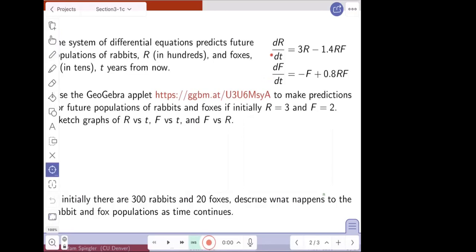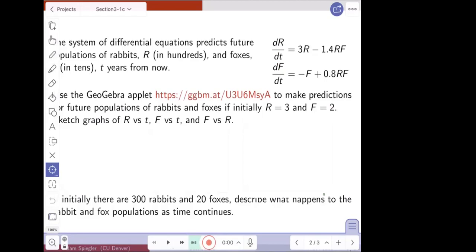Over here, we're looking at the system of interacting populations between rabbits and foxes over time t. We came up with some estimates with an initial condition of 300 rabbits and 20 foxes. In the previous video, we went through Euler's method to see what our prediction would be 1 year from now.